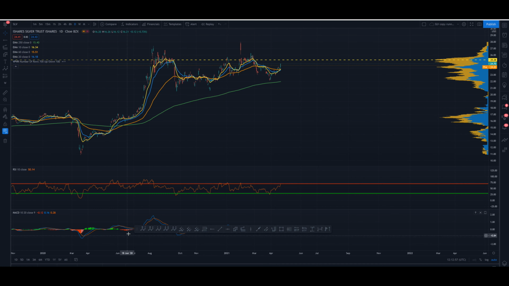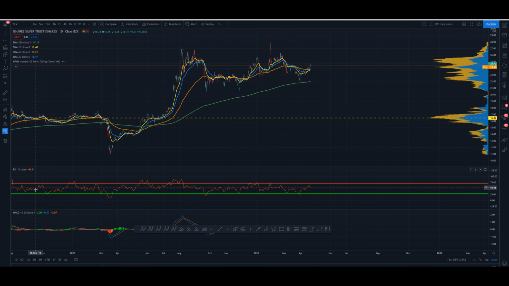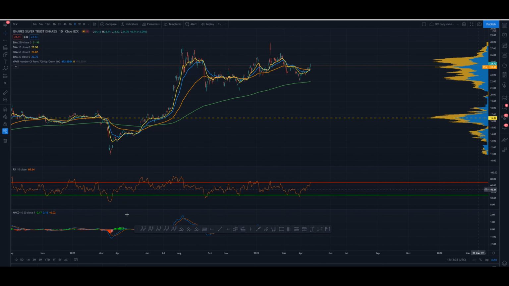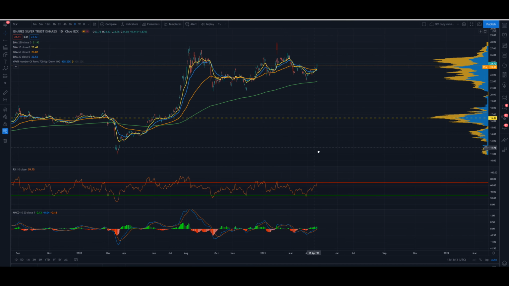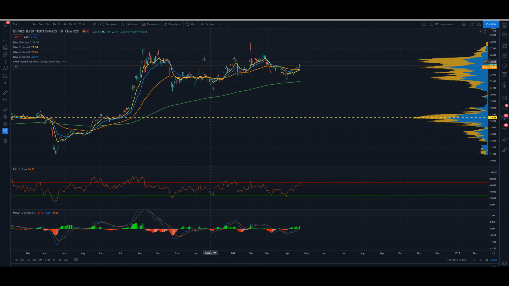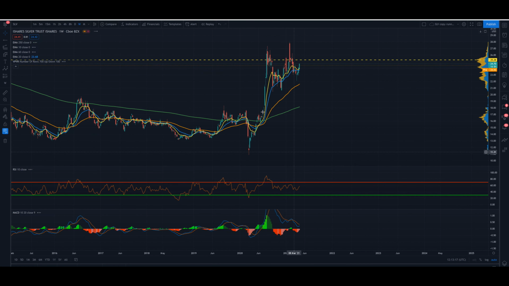We're going to also bring up our RSI set to a 10 close, green 30 level representing oversold, red 70 level representing overbought, and also our MACD with a 10 for the short term moving average in blue, 20 for the long term moving average in orange, and a 9 to smooth. So what can we see here on the daily time frame? Let's have a look at the weekly first.